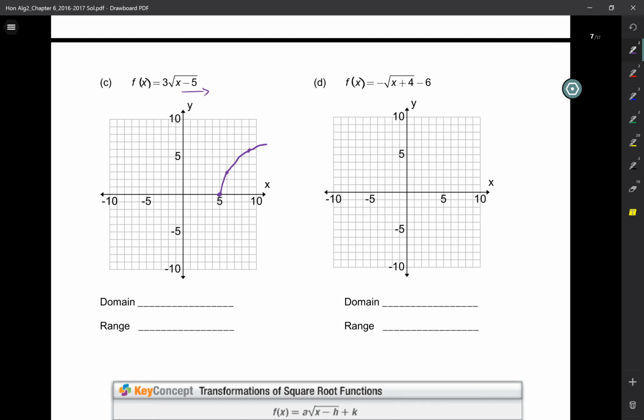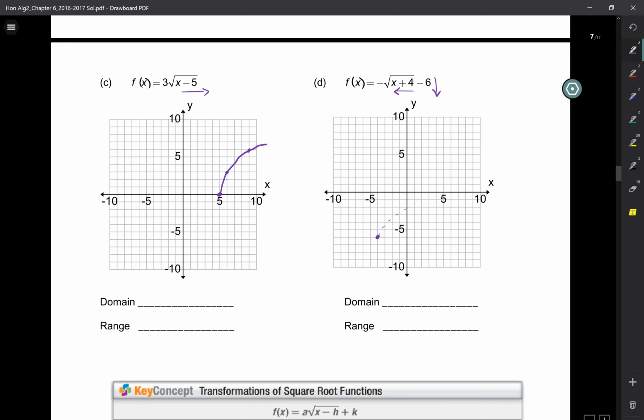So take a look at this one. The plus 4 does what to it? Left 6. The minus 6? Down. Okay, what about the minus sign? It's going to be, okay, so what's the math term? It's a reflection around the x-axis. Excellent. So my first point is at negative 4 and negative 6 here.